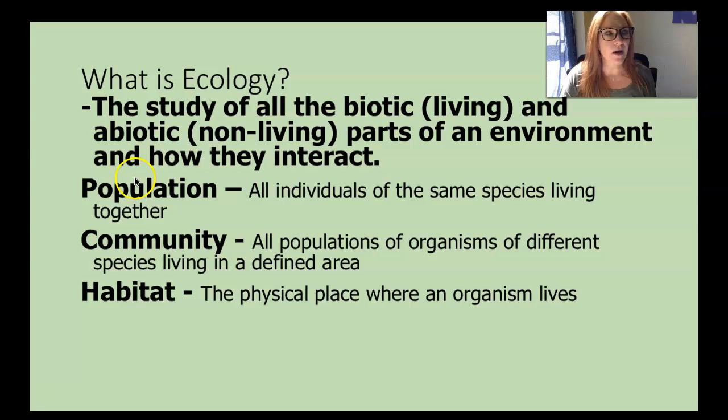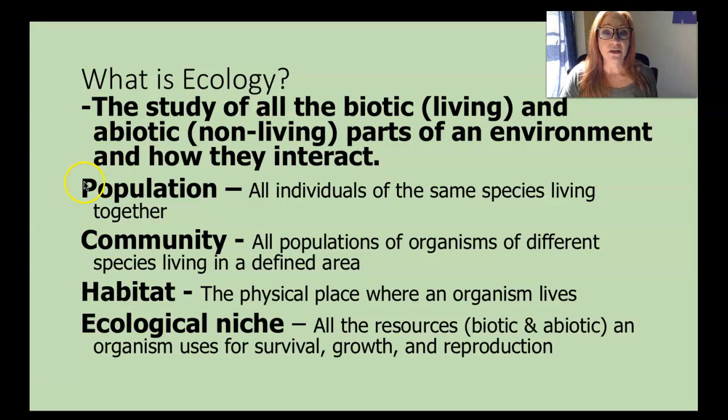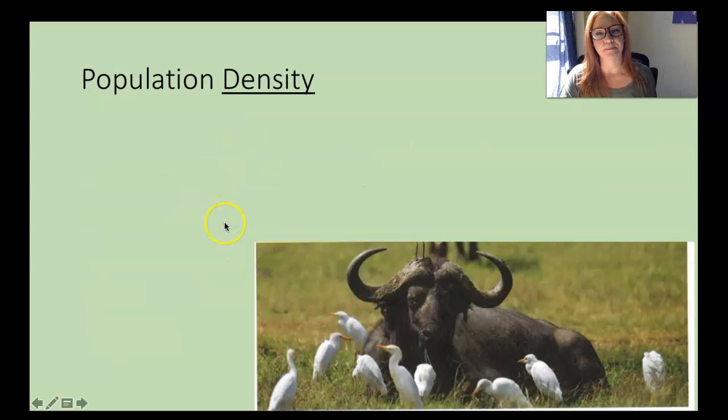So we kind of talk about habitats in terms of the same terms of biome, right? So there might be forest habitats, desert habitats, ocean habitats, freshwater habitats, okay? Ecological niche, that is the job that an organism does in its environment. So it's all of the resources, both biotic and abiotic, that an organism and populations use for survival, growth, and reproduction, okay? All right. So let's talk about how populations are structured and how they change.